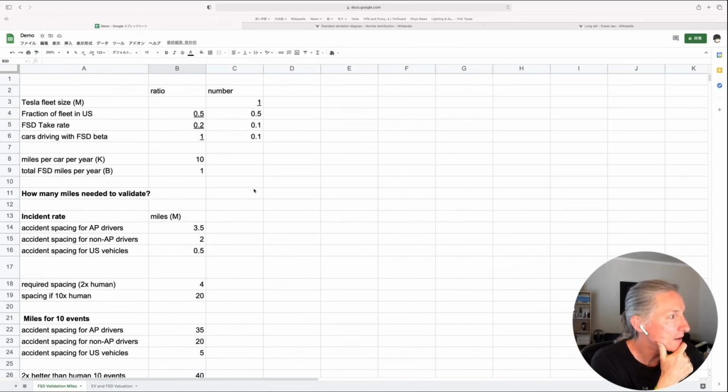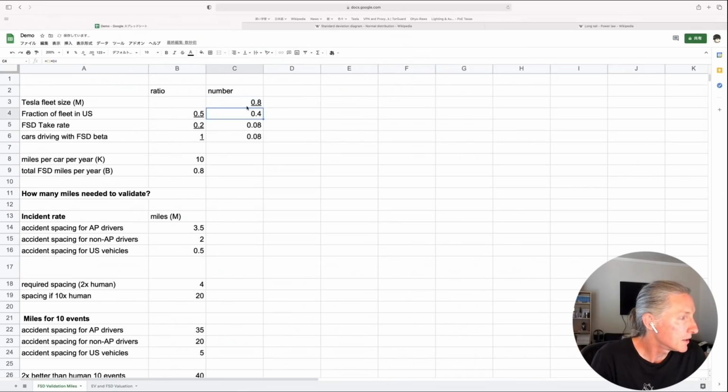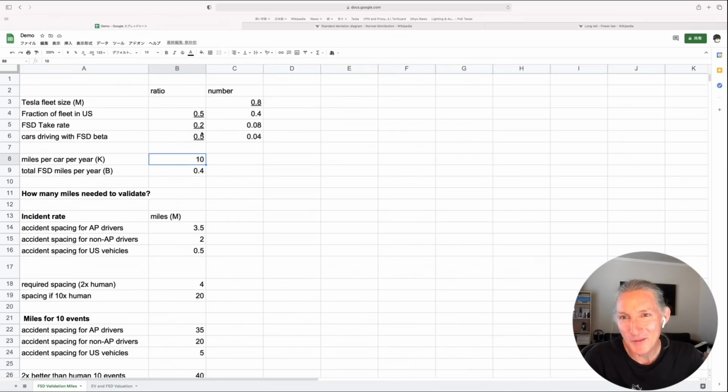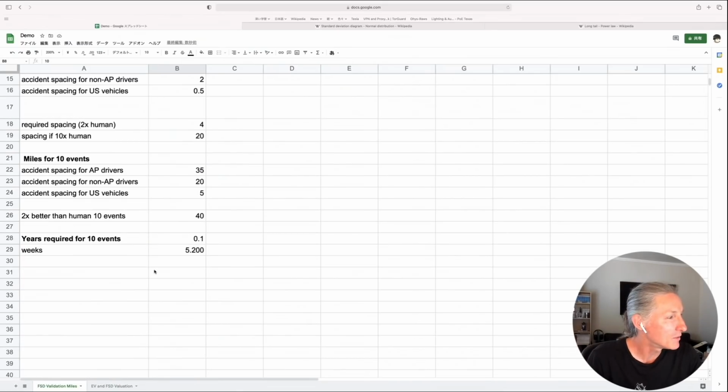So we could go back and say, well, maybe we want to be more conservative on these things. Maybe we think there's only 0.8 million cars in the fleet that have AP2 right now. I think it's higher than that. And then maybe only 50% in the US, let's say only 50% of people are comfortable driving with FSD. So I went through and made all the numbers more conservative, and now I have a really conservative model. But still, what we got is it takes 5 weeks right now with the fleet.